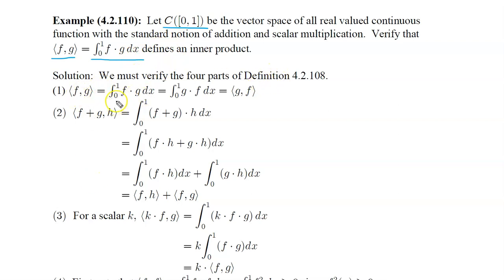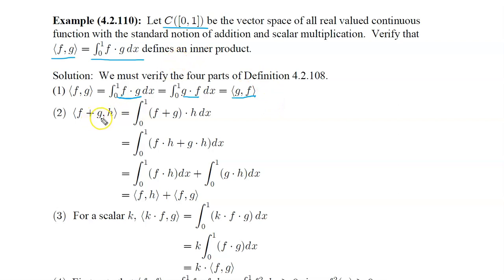Let's first of all verify the commutative property. Well, the inner product of f with g is the integral from 0 to 1 of f times g. Well, this right in here just means regular number, real number multiplication, so we can flip the f and g around like this, and we end up with the inner product of g with f. So the inner product is commutative.